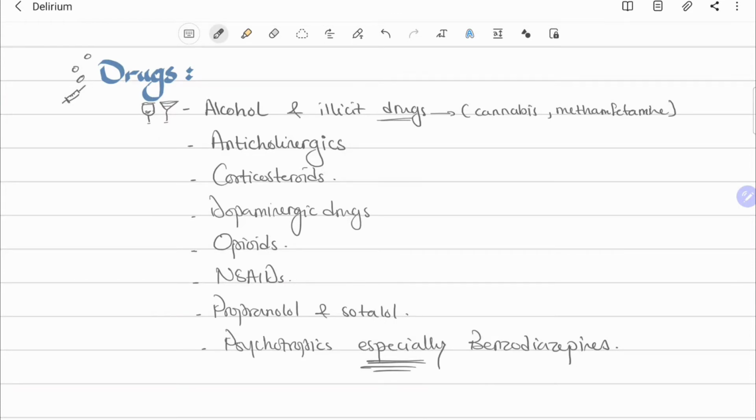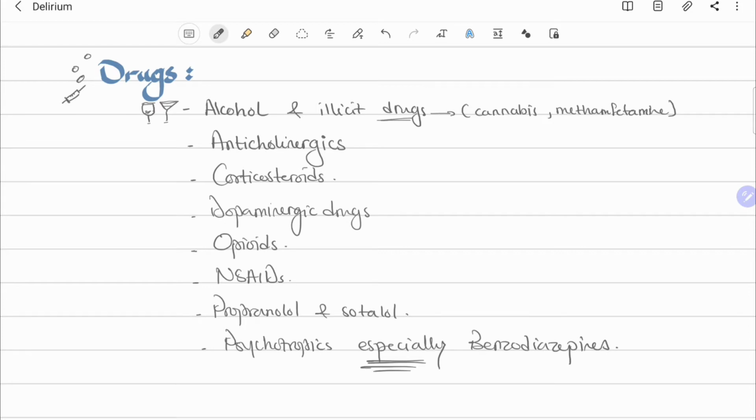Drugs are important factors in delirium. There are a lot of drugs that commonly cause or contribute to delirium. The most important ones are alcohol and illicit drugs such as cannabis and methamphetamine. The second very important category is anticholinergics. Drugs and drug groups with significant anticholinergic effects are some antipsychotics, atropine, benzatropine, and trihexyphenidyl, drugs for bladder overactivity, hyoscine, prochlorperazine, sedating antihistamines, and tricyclic antidepressants.